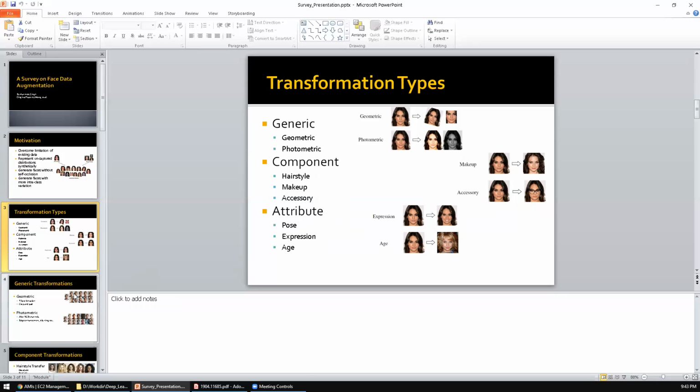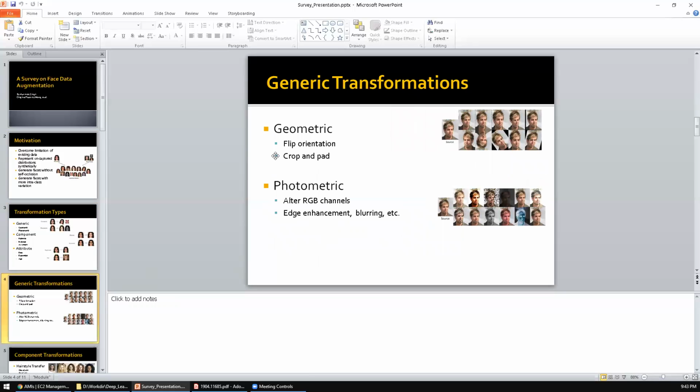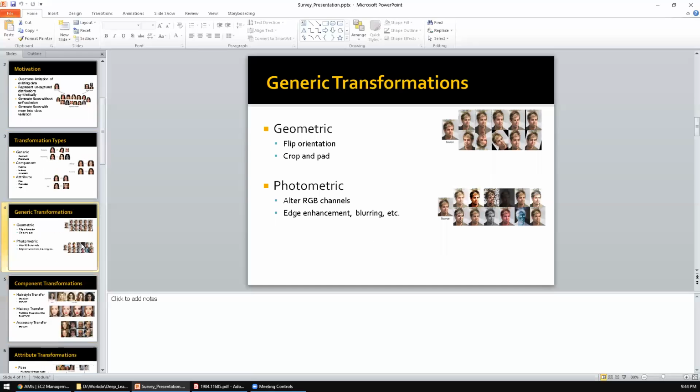Getting into the generic transformations, these are basically flipping orientation, cropping and padding, and photometric, altering RGB channels, edge enhancement, blurring, and as you can see here in the picture, these are some of the various ones that you might see because of outside conditions changing day to day, or somebody being outdoors at night. So it's important to capture that entire distribution to get a good set of training data.